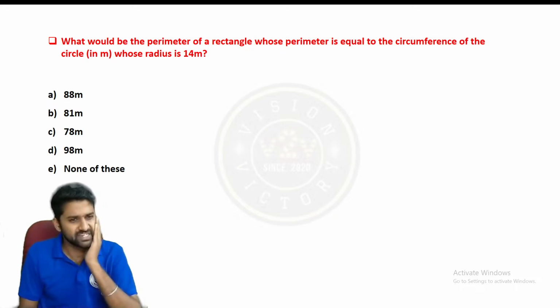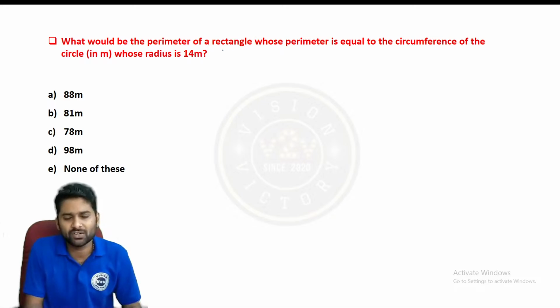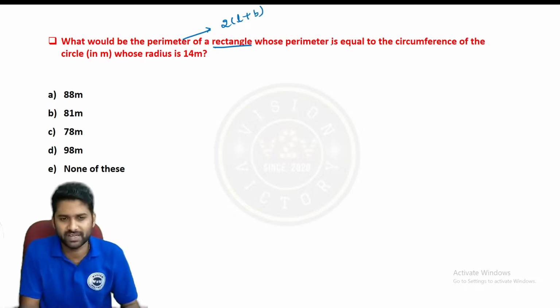Now let's see the first question. What would be the perimeter of the rectangle? So the perimeter of a rectangle, you know, is 2 times (L plus B). I will revise the formulas in every question also. Its perimeter is equal to the circumference of the circle. You know that the circumference of a circle is 2 pi r.